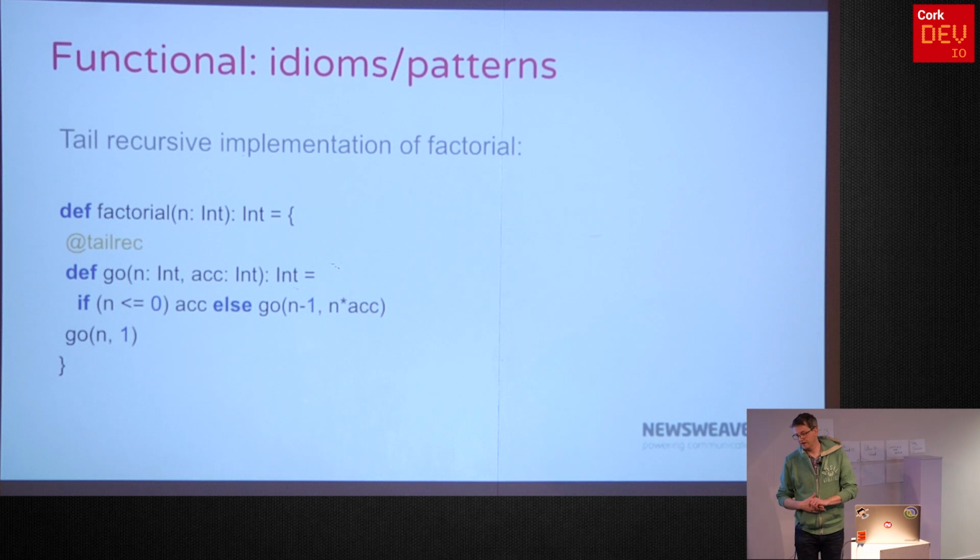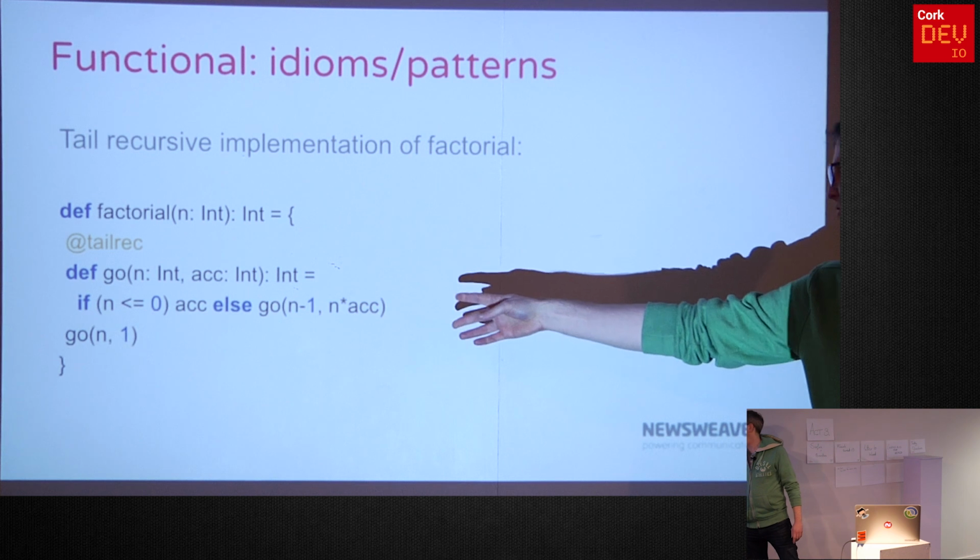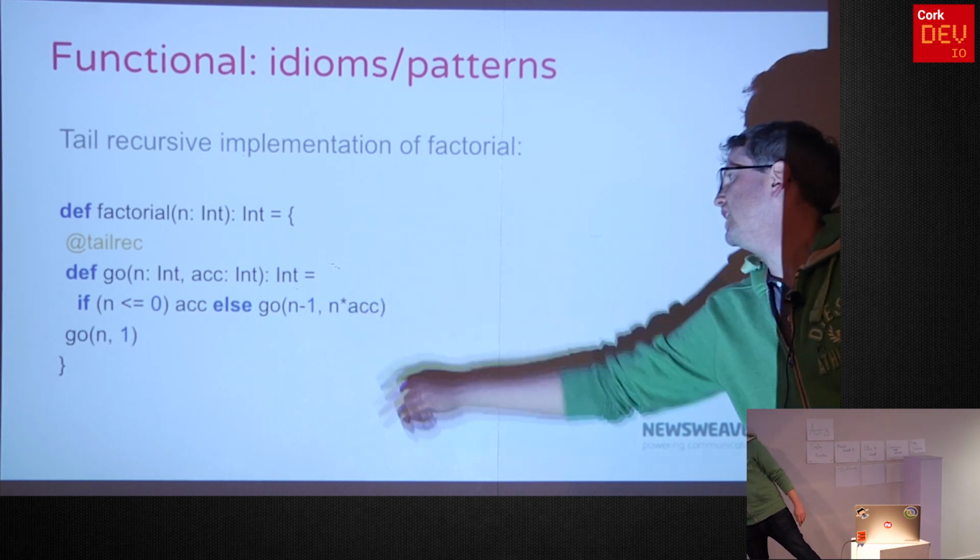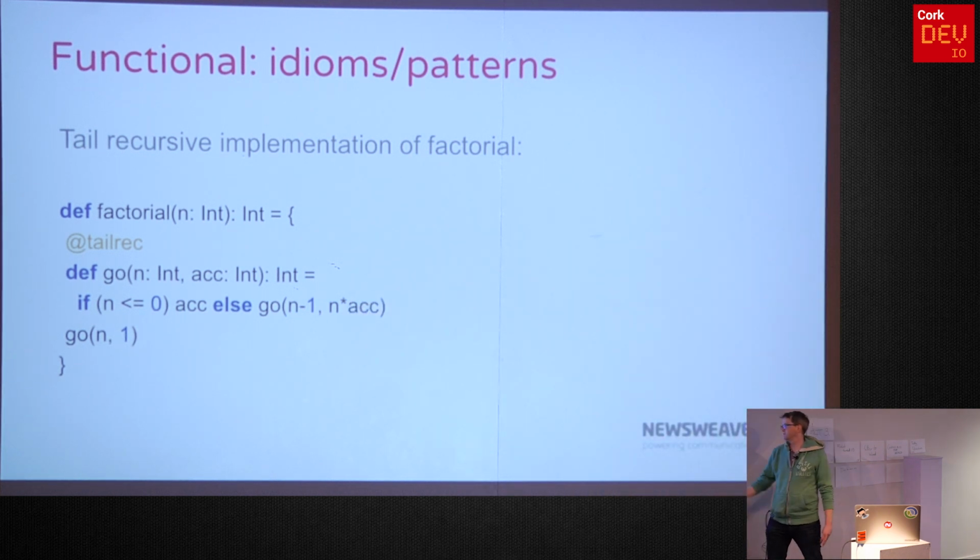What that means is that you don't get a stack overflow exception if you've got some massive data collection. If this was implemented a different way and go was recursively calling go inside here, it wouldn't be tail recursive. But with this tail recursion annotation, the Scala compiler will tell you if you think you're writing a function that's tail recursive but isn't actually tail recursive. It'll flag that for you, which is kind of handy.